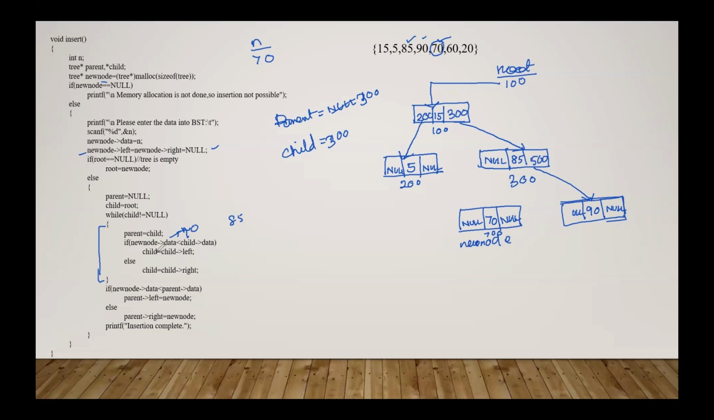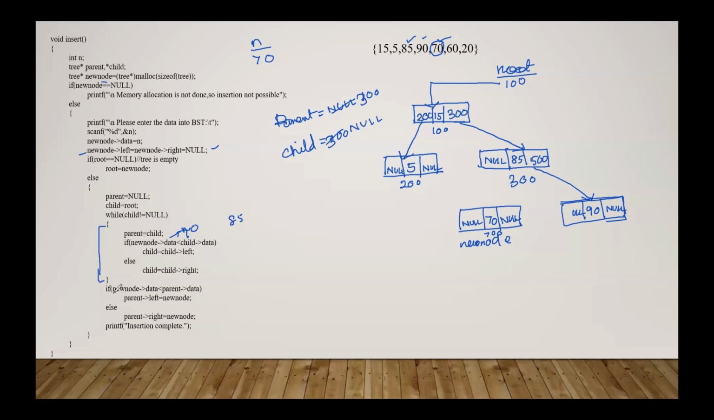Child equals child left. What is child? 300. 300's left is null. So it becomes null. Then it goes to the ending curly bracket: is child not equal to null? No, child equals null. So this condition is false.